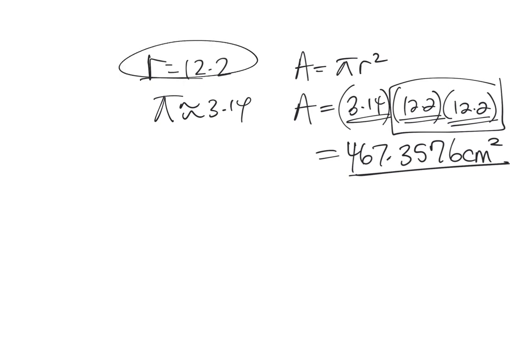On the next page, I have a problem here where the radius is 12.2, and you plug it into the formula, pi r squared, and you have 3.14 times 12.2 times 12.2, and it gives us this answer as our answer.